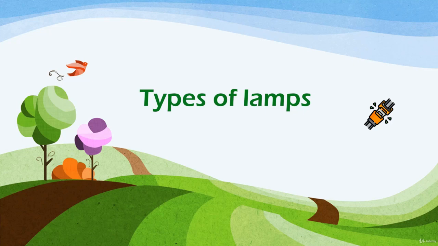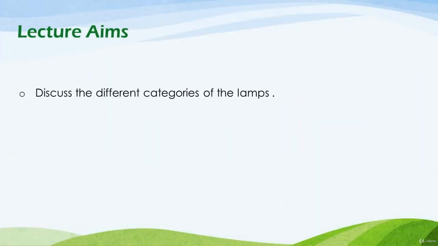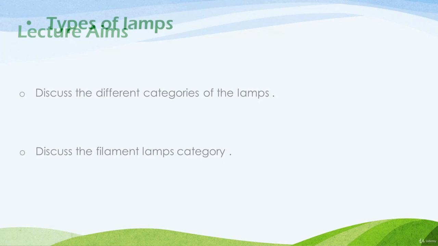In this tutorial, we'll start discussing the different types of lamps. So fasten your seatbelt and let's get started. The aim of this tutorial is to take a quick overview of the different main categories of lamps that are used in lighting system design. And then we will learn the required details about the filament lamps that will help us for implementing any lighting system design. So let's go ahead.